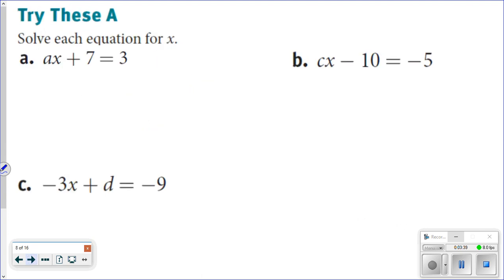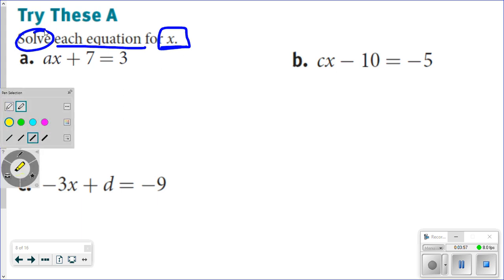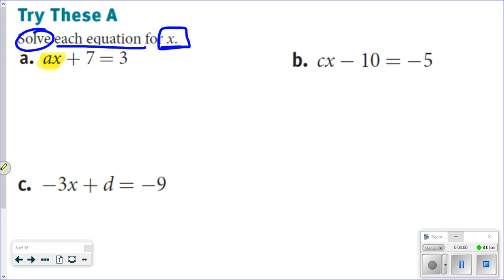Take a look at the try these A. Notice the directions say that we're going to solve each equation for x. So we need to isolate x in every single one of these equations. So if I'm looking, x is right here with my A. I need to move the plus 7 to the other side with a 3. So the opposite of addition is to subtract. Three minus 7 is negative 4.